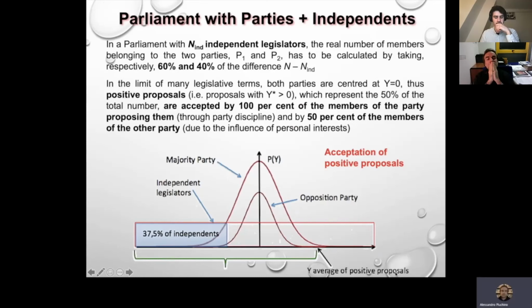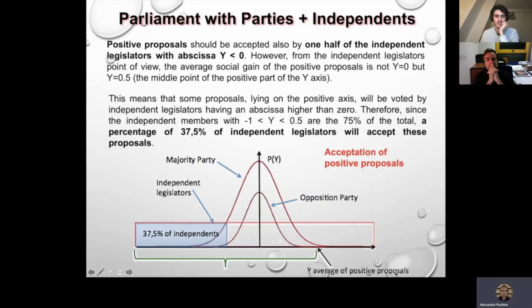In the limit of many legislatures, both parties are centered at y equals 0. Thus, positive proposals will be accepted by 100% of the members of the party proposing them and by 50% of the members of the other party. On the other hand, the positive proposals should be accepted also by 1/2 of the independent legislators with y less than 0. However, from the point of view of independent legislators, the average social gain of the positive proposal is the middle point of the positive part of the y-axis. Thus, the 37.5% of independent members will vote these proposals.